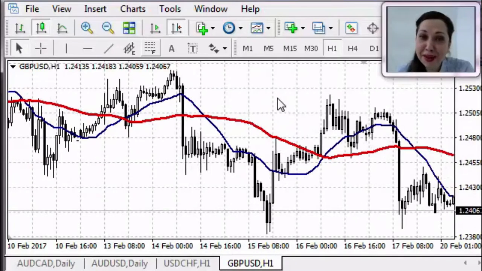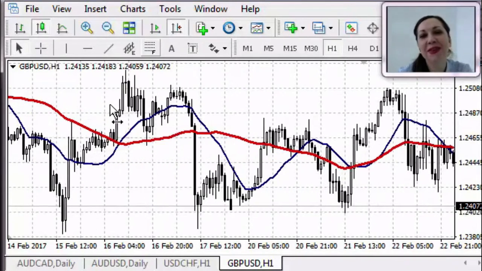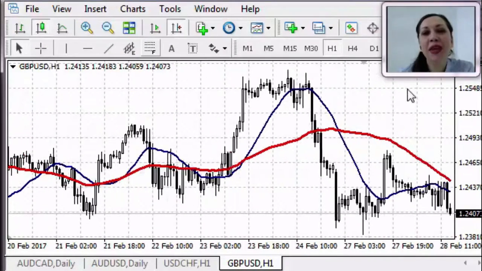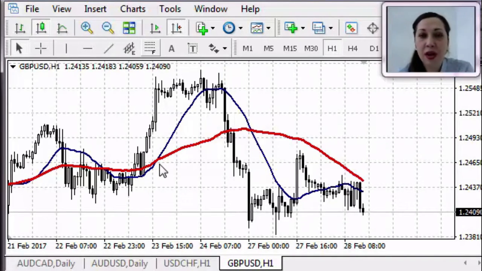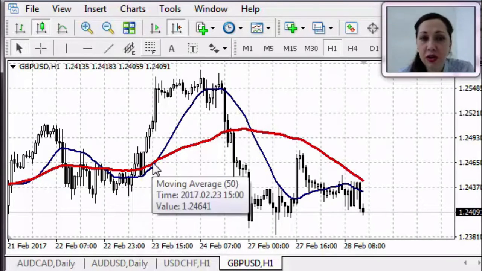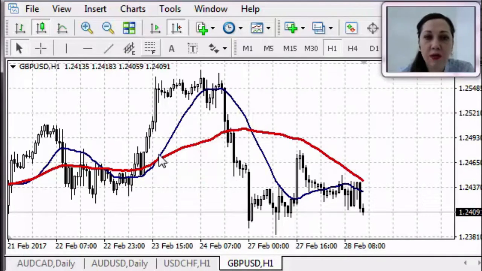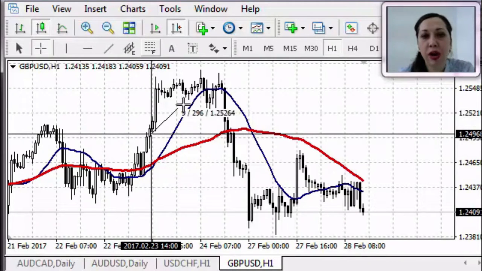Okay, second thing which we need to do is to find the entry point, of course. So how can we find the entry point? There are also some variations. First is crisscrossing of a moving average of a smaller period with a bigger period. For example, if MA 18 crosses MA 50, as in our example, in upward direction, it's an upward trend. So here we need to open our trade, a buy trade.